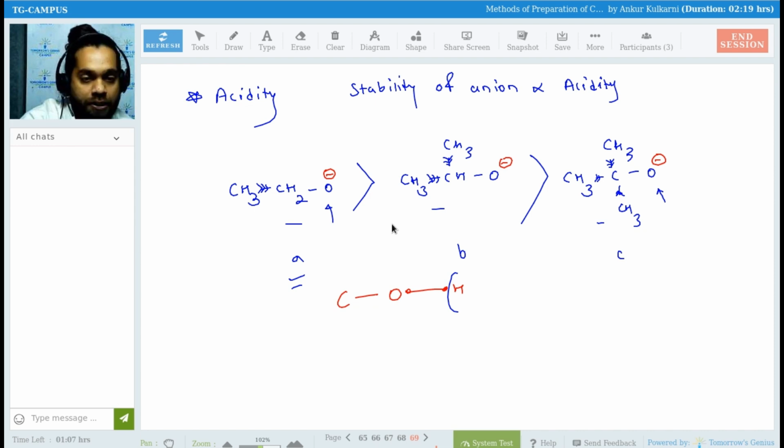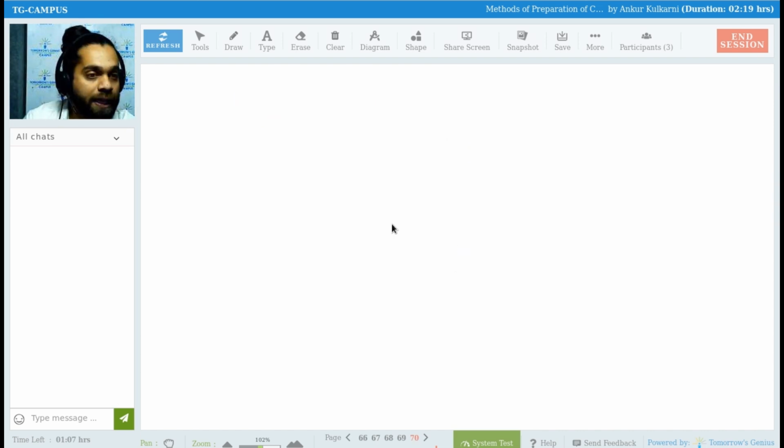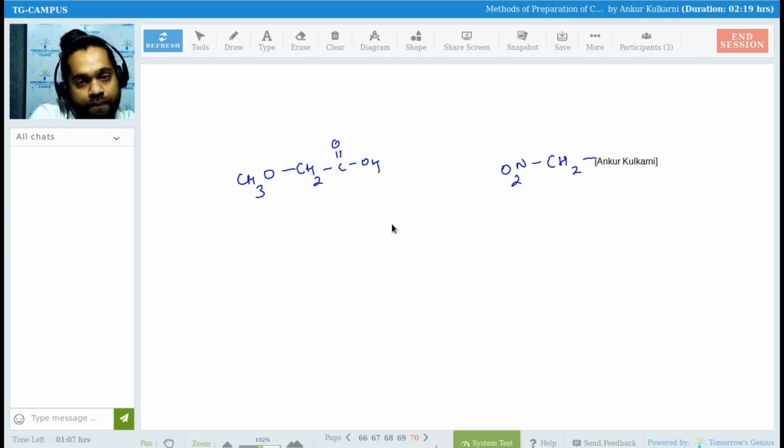Okay, now let us talk about our carboxylic acid. Now, suppose I have CH2COOH. Now, you both tell me, and I have OCH3 and I have NO2. Suppose this is A, this is B. Which one will be the stronger acid? Prashanti, Sasidaran, which one will be the stronger acid?